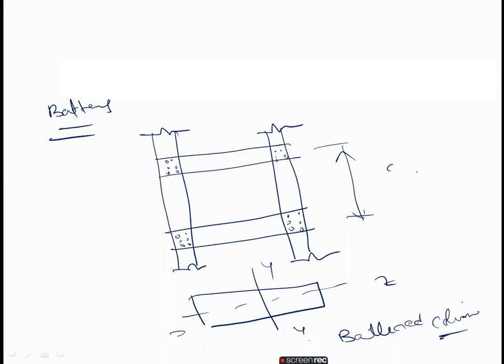Okay. So in the next class we will discuss the design of laced columns. Then we will solve a problem. Okay. Wait for one minute. I will stop sharing.